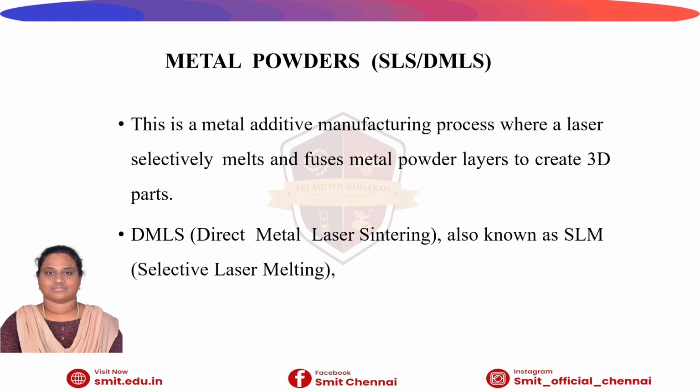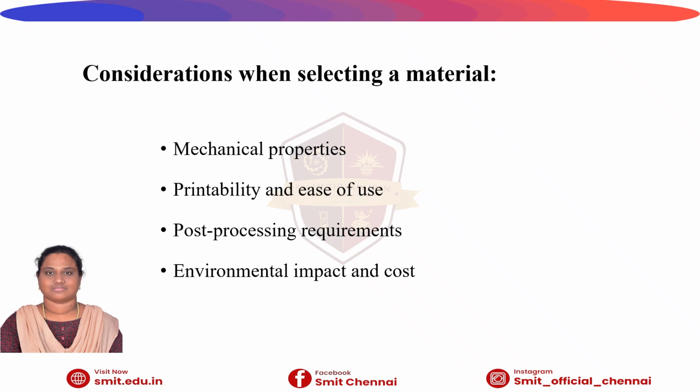In this way, DMLS gradually builds up a 3D object through a series of very thin layers, even porous metal components. So this is about material selection. Some of the considerations when selecting a material: consideration must be made to minimize required support material, ensure a reliable print with the best surface quality and maximize strength. So mechanical properties like strength, flexibility and heat resistance should be taken into consideration when selecting a material.